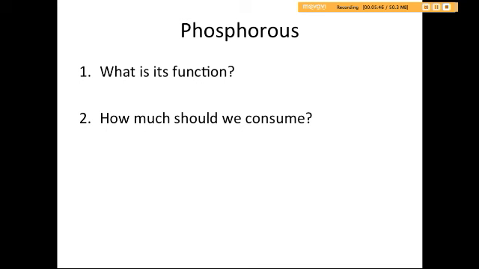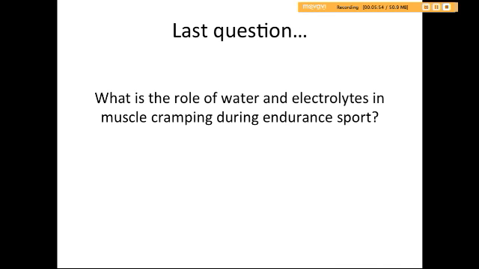Phosphorus, most commonly found combined with oxygen in the form of phosphate. And this one last question. What is the role of water and electrolytes in muscle cramping during endurance sports? If you need a bit of a hint, you can go to the back of the chapter on pages 356 and 357 of your textbook.